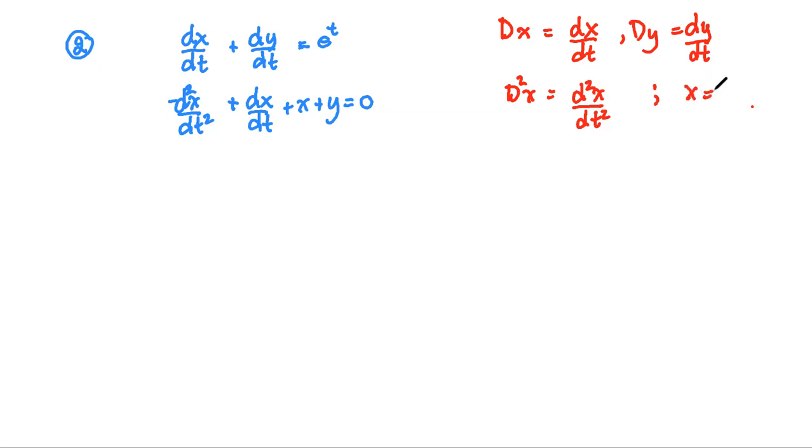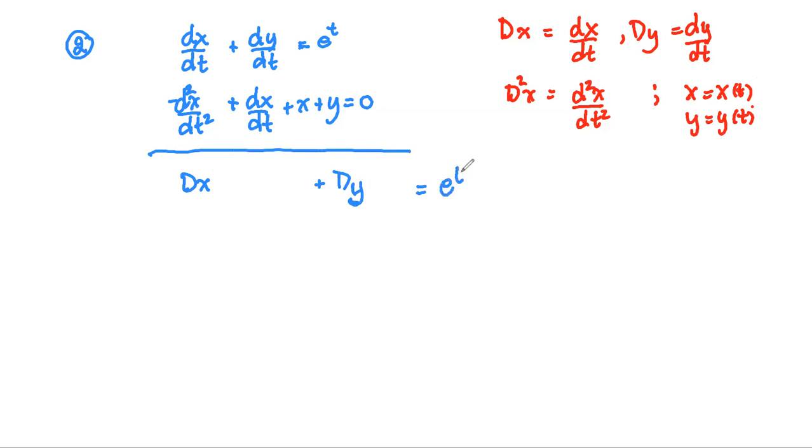Note that x is a function of t and also y is a function of t. So t is the independent variable. Next, we're going to rewrite the equations into the form of the operator D and write it in a systematic way. So the first equation, we have Dx plus Dy equals e to the power t. Second equation, we have negative D squared of x plus Dx plus x and then plus y equals 0.